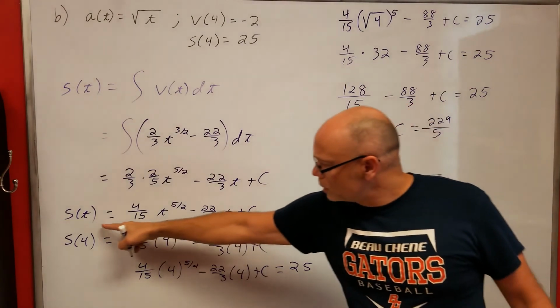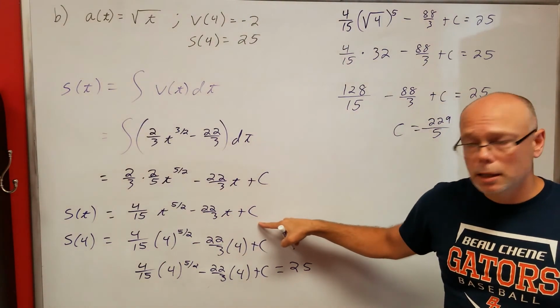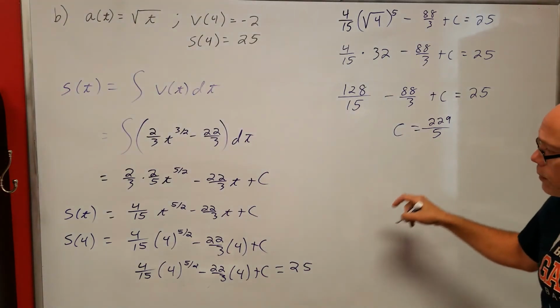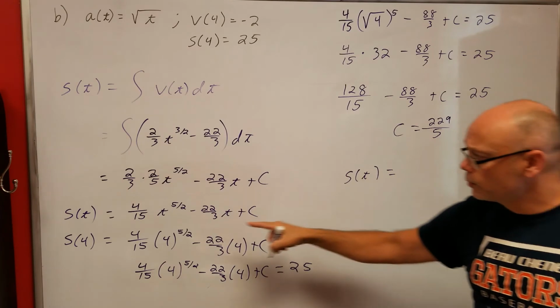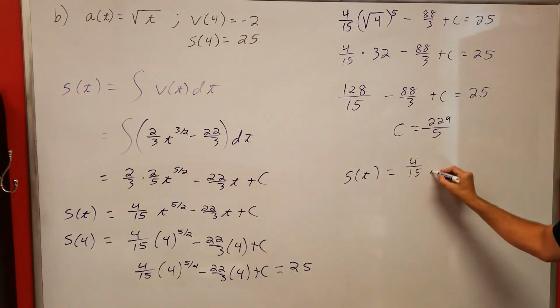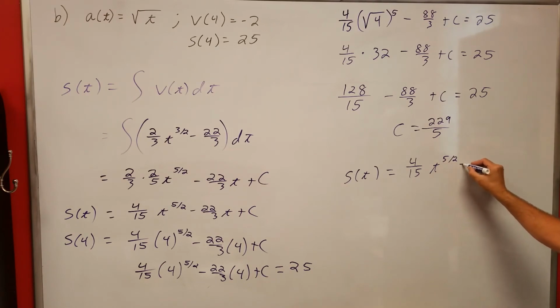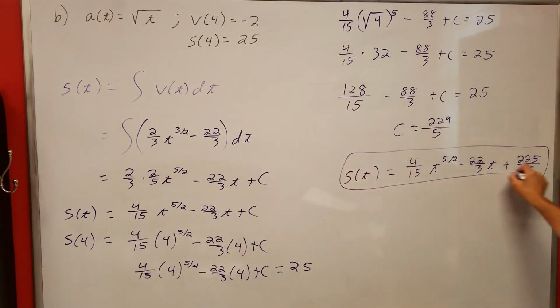So then, what do I have here? My position function was given by this, but now it could be more particular and substitute in for this c, this value, okay? So S of t, we said before, was 4/15 times t to the 5/2 minus 22/3 times t plus 229/5.